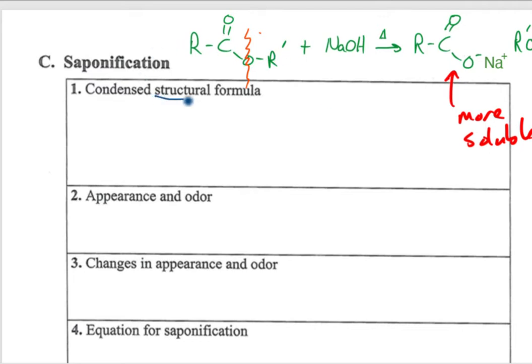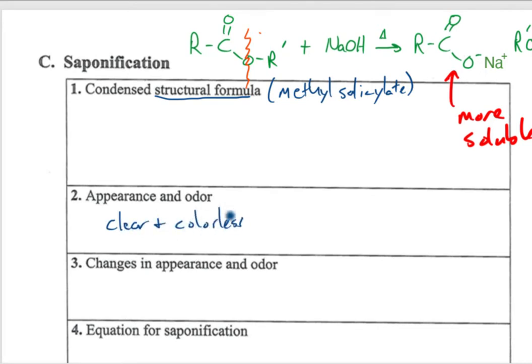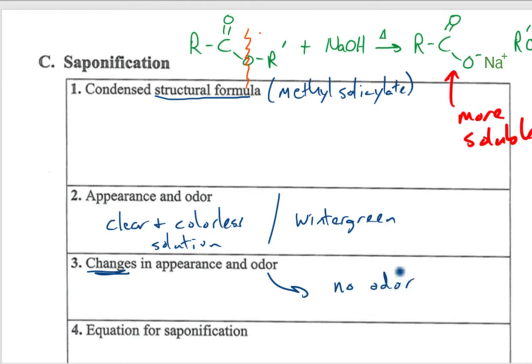So in part A, please draw the structural formula. It's going to be for methyl salicylate. It's actually the same one that we saw in part A, experiment 1 of part B. So its appearance, well, I guess I've already said it. It is a clear and colorless solution. And I'll just tell you, the odor originally is wintergreen. Now, once the saponification occurs, there's no odor. So this change in the odor of the sample suggests a chemical reaction has taken place.